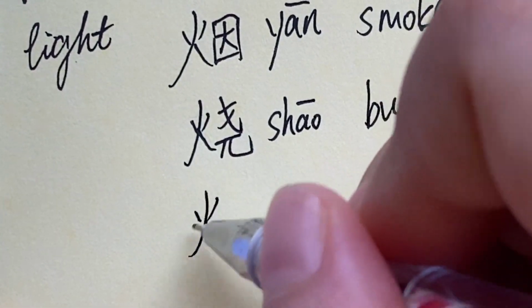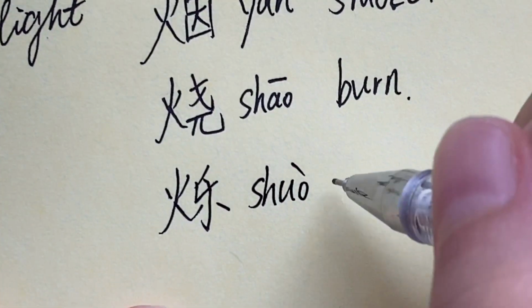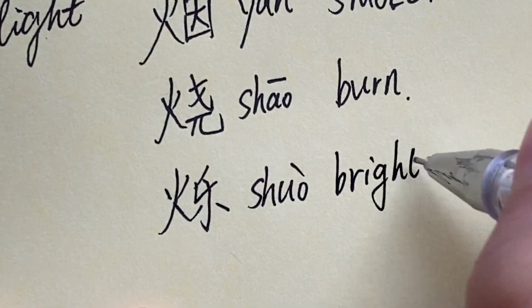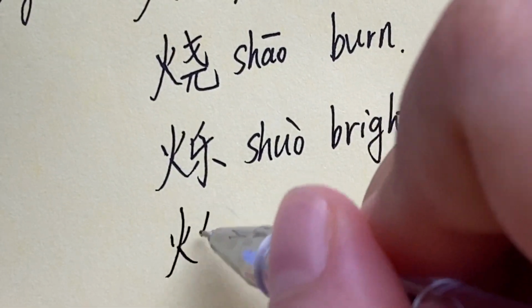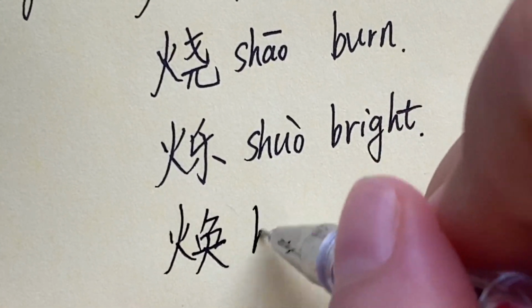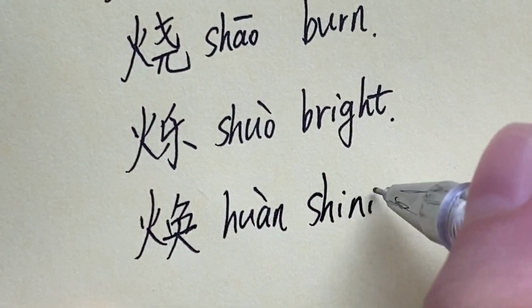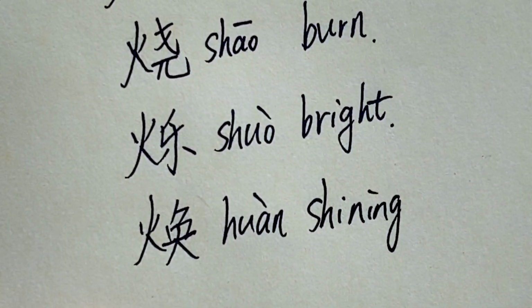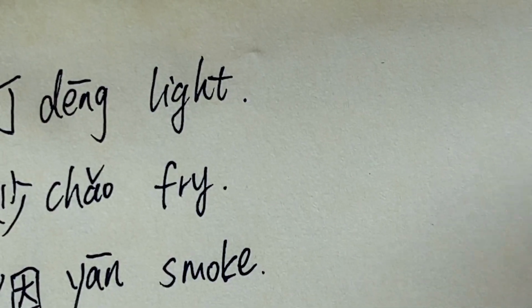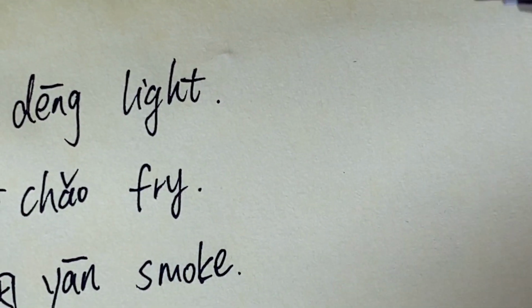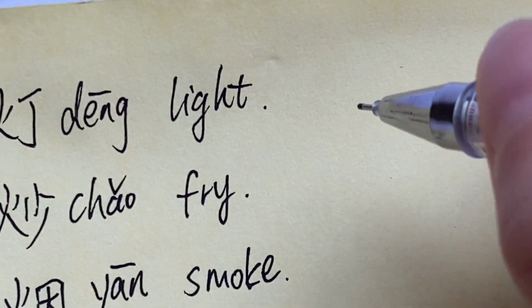硕, bright. 换, shining. 火字旁 fire or light related. When you write 火字旁 in cursive, you can write it like this.